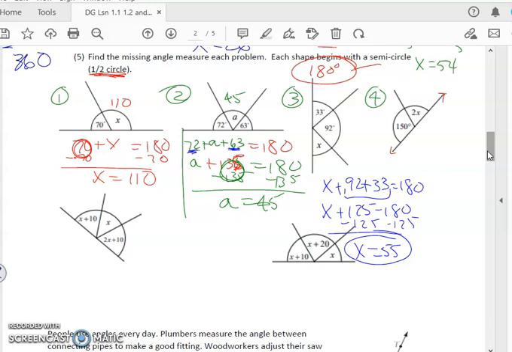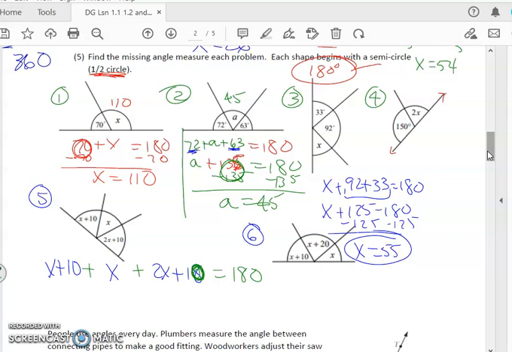5 and 6, I'm going to talk about 5. I'm going to leave 6 for you to work on. Again, I'm not going to give you the answer at this time. It's something to talk about on Tuesday. So for problem 5, we have 3 angles. We have an x plus 10 angle, an x angle, and a 2x plus 10 angle. And because we're talking about a half circle, these 3 angles, when added together, should add up to 180 degrees.